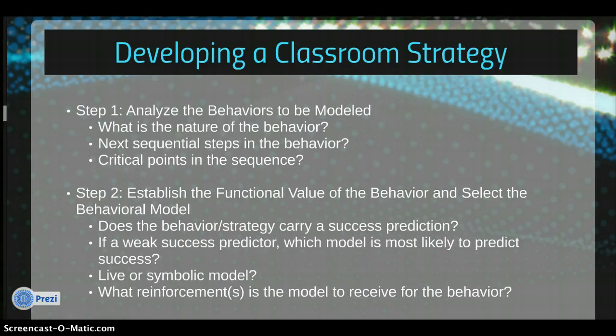The second step is to establish the functional value of the behavior and select the behavioral model. To complete this step, one must first determine if the behavior or strategy carries a success prediction. For example, is learning to operate equipment essential for a job promotion? Next, if the behavior is a weak success predictor, which behavioral model is most likely to predict success? Third, determine if the model should be symbolic or live. You need to consider the cost, if there is a need to repeat the presentation, and the opportunity for portraying the functional value of behavior. Finally, determine what reinforcement the model is to receive for the behavior.